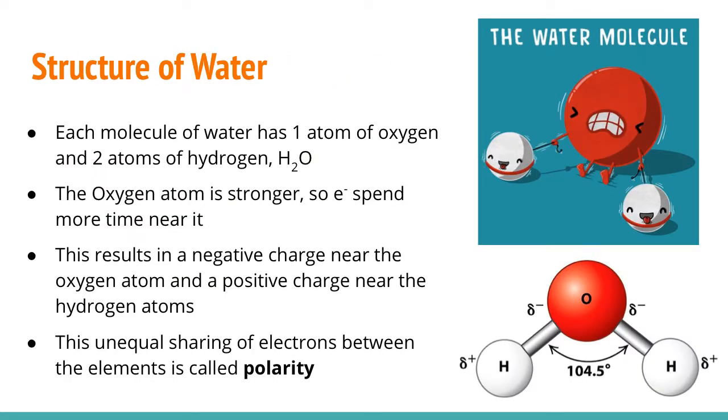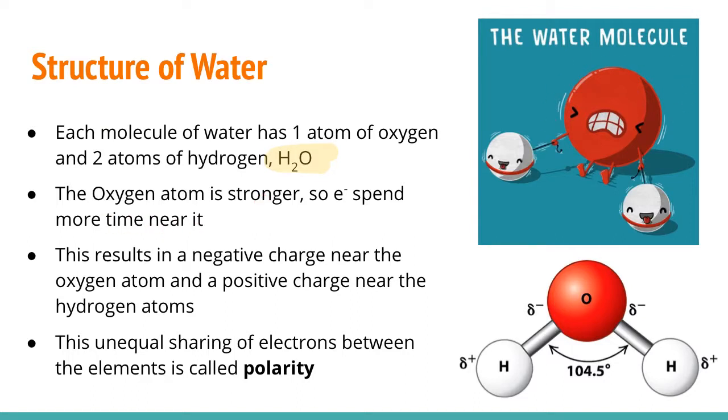The first thing we want you to understand is, what is the structure of water? Each molecule of water, remember, a molecule is something that is made up of 2 or more atoms. When we look at water, it's going to be 1 atom of oxygen, here in red, and then it also has 2 atoms of hydrogen, which here are white. So the chemical formula for water is H2O.